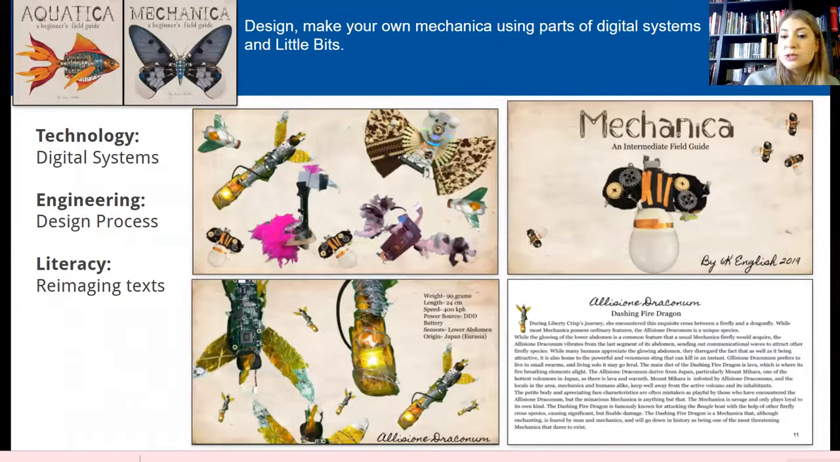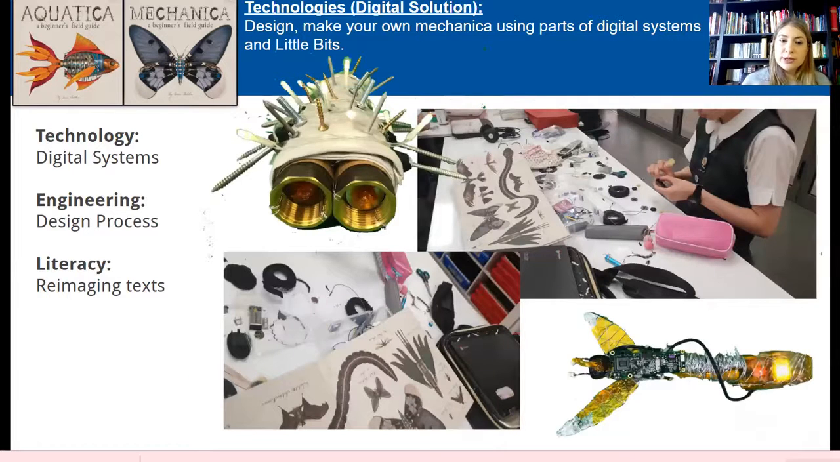Finally, in year 6, we used a wonderful text called Mechanica, and the girls built their own Mechanica. So essentially Mechanica takes place in the future, and in the future all animals have been roboticized and computerized. So we brought to school lots of bits of old technology from home. We ripped it apart, we pulled out circuit boards and wires, and then from that the girls used the design process to create their own Mechanica, like the ones that you see on the screen here.